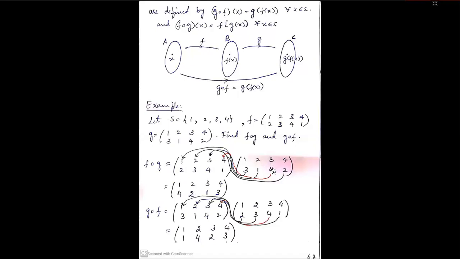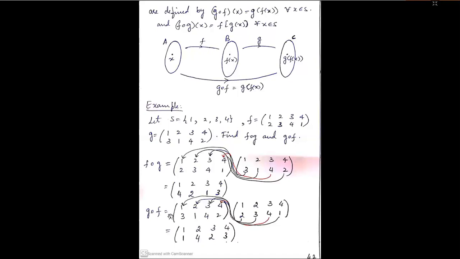Next, 3 is mapped to 4 and 4 is mapped to 1. So I can write it as 3 is mapped to 1. Next, 4 is mapped to 2 and 2 is mapped to 3. Therefore, 4 is mapped to 3. This is an easier way to find out F composition G. You can as well do it in another method, writing explicitly what is f of 1, f of 2, f of 3, f of 4, and g of 1, g of 2, g of 3, g of 4, and then finding out F composition G. You will get the same answer, but it takes a longer time. So instead you can do it this way. So now I'll explain again what is G composition F.